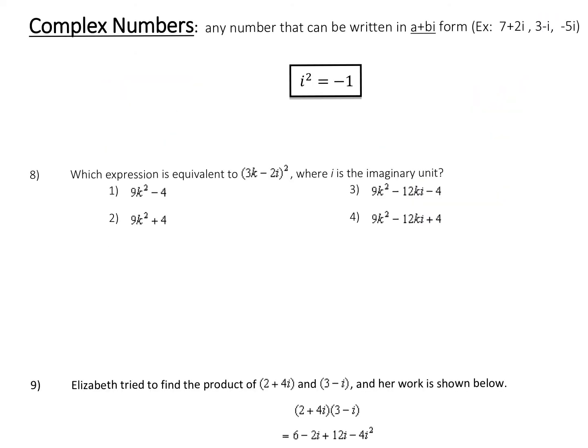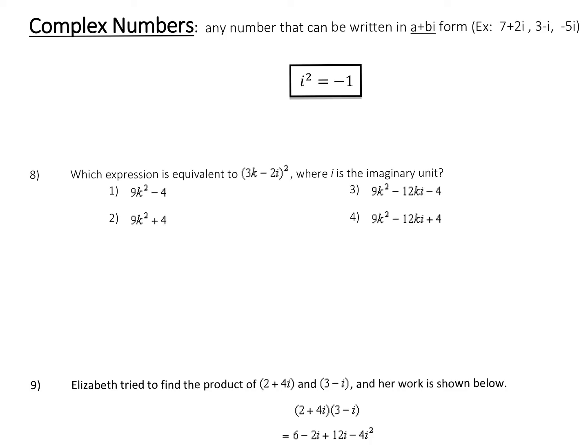Okay, if you can turn to the next page. Now we're going to talk about complex numbers. A complex number is when you take any real number, like 7, and you add or subtract any imaginary component, like 2i. So 7 plus 2i is called a complex number. Or if you look next to it, where it says 3 minus i, 3 is the real component, and the negative i is the imaginary component. So this is called a complex number.